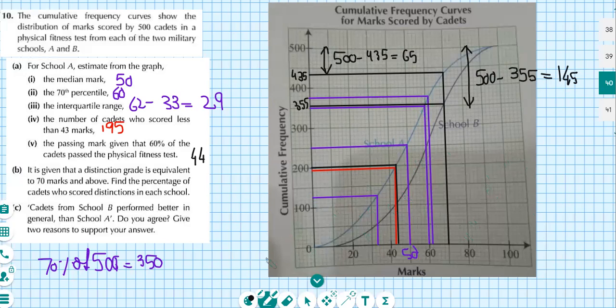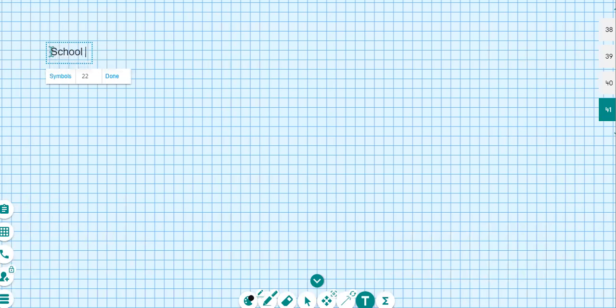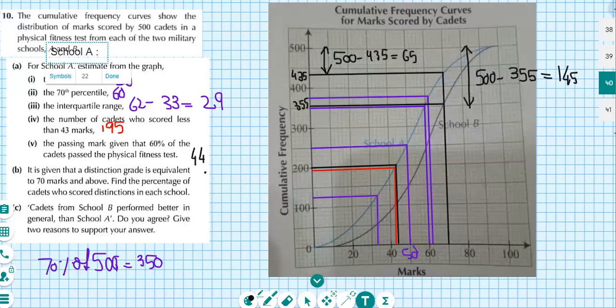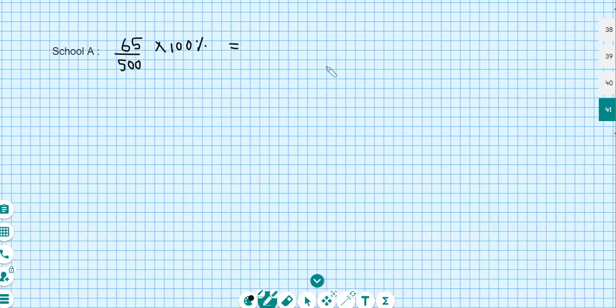So their percentages will be in part B for school A: 65 students over total number of students 500, multiply by 100%. So it will be 13%.